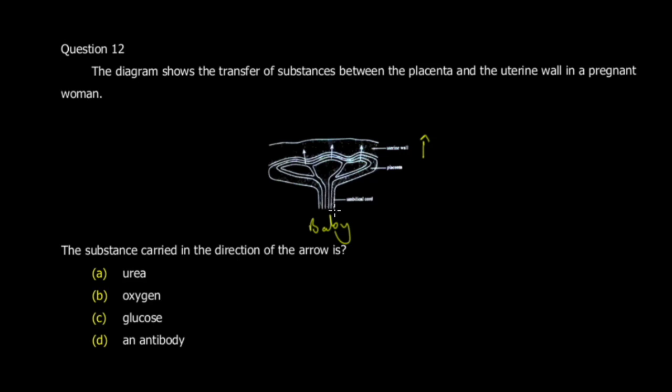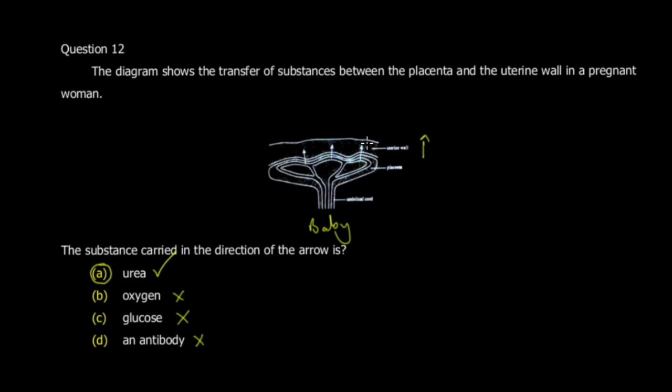So whatever is getting away from the umbilical cord, it must be waste. So you can start eliminating oxygen, because oxygen is not waste. You can eliminate glucose, because it's not waste. We can eliminate antibodies, because antibodies actually go from the mother to the baby. So the answer here would be A, this one here, urea. Urea is the substance in urine.